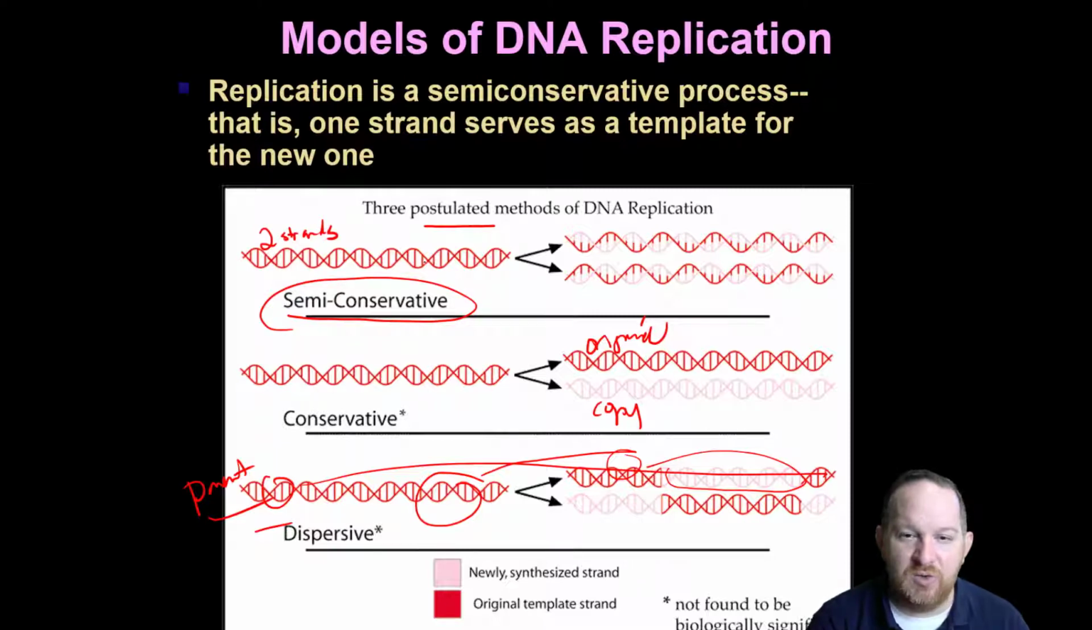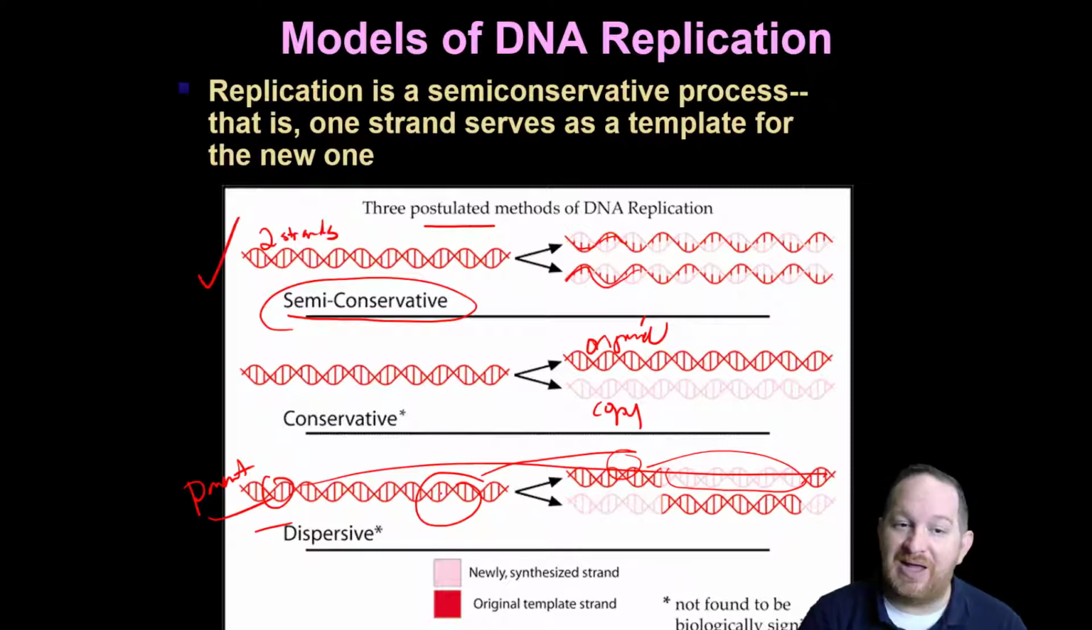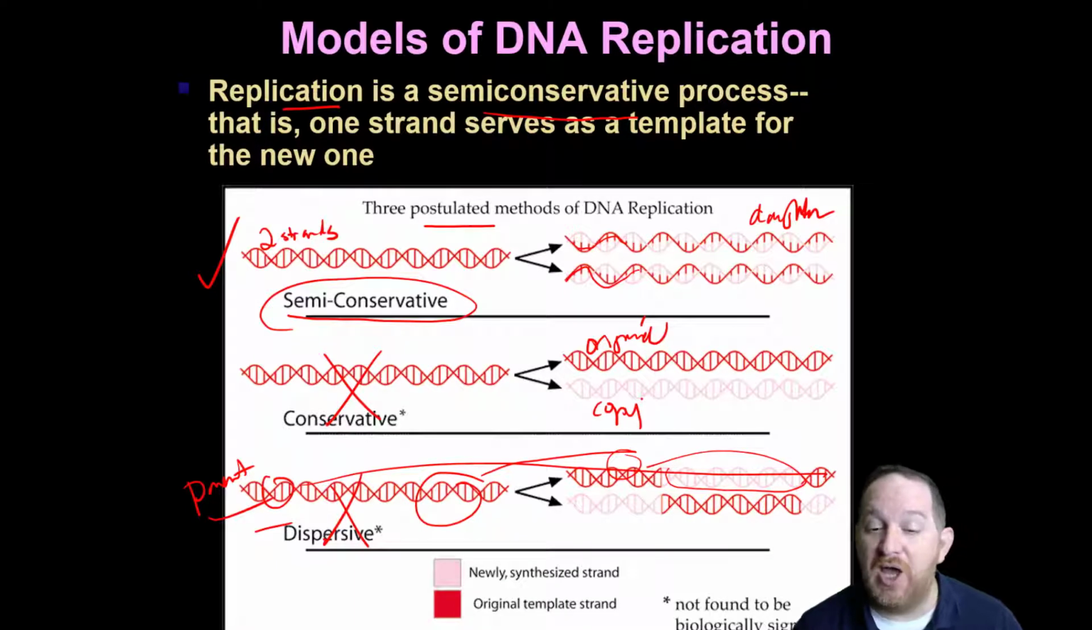the idea is that one strand would go in one piece of the new DNA, and another strand would go in the new piece of DNA. Well, what we found out is that that's the winner, semi-conservative. Replication is a semi-conservative process. That is, one strand serves as a template for the other. So each of these, what we call daughter strands, has one strand from the parent. These methods, conservative and dispersive, were found not to be biologically significant. Semi-conservative is the way it actually happens.